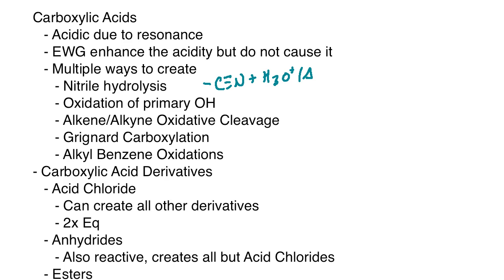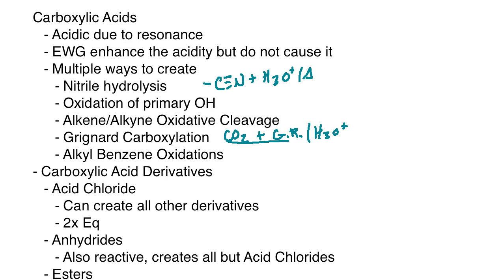The Grignard carboxylation, which was CO2, so it was carbon dioxide plus Grignard reagent, which I'll abbreviate here. And then you follow that up with H3O+. This was a nice one because it led to a huge versatile ability in terms of picking out the type of carboxylic acid that we wanted.